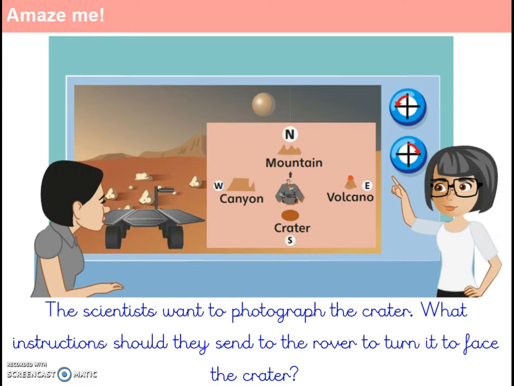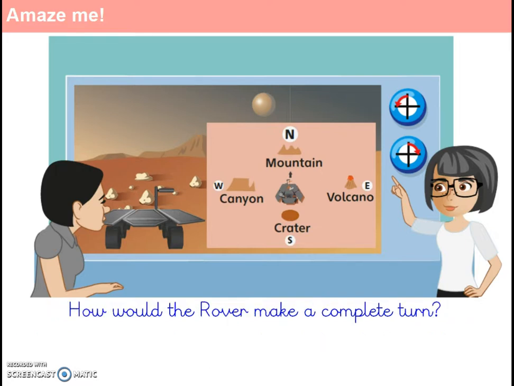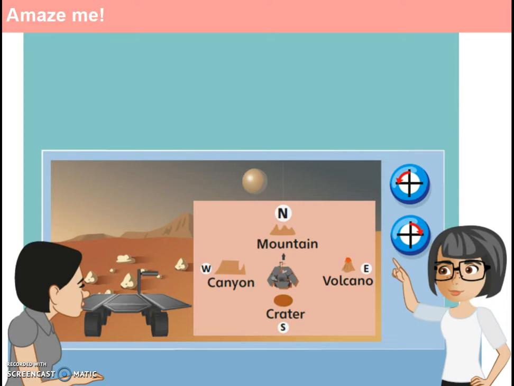So for question 1A, the scientists want to photograph the crater. What instructions should they send to the rover to turn it to face this crater? And for question 1B, how would the rover make a complete turn? Think about where rover is pointing and what a complete turn would be. Where would he be pointing if he made that complete turn? Now it's time to pause the video, give both a go, and then come and join me when you're ready to talk about the strategies we've been using.